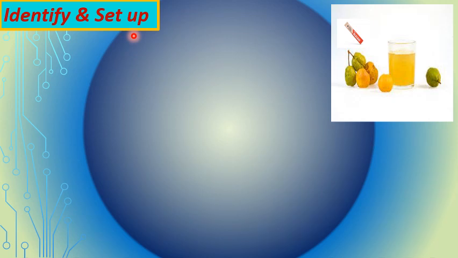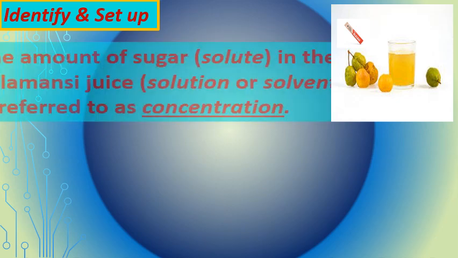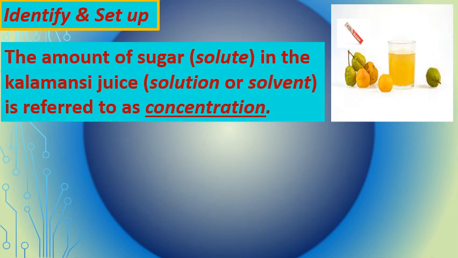When you are preparing calamansi juice, you probably use 1 tablespoon, 2 tablespoons, or one small sachet of sugar, depending on your taste or preference. Now, the amount of solute or sugar in the calamansi juice with water, of course, which is considered the solvent or the solution, is referred to as concentration.